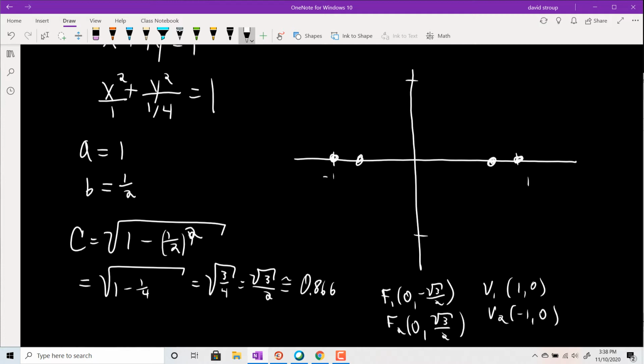And then on the y-axis, we're going up by 1/2. Right? And then connect your dots, and you have your picture of an ellipse. Okay.